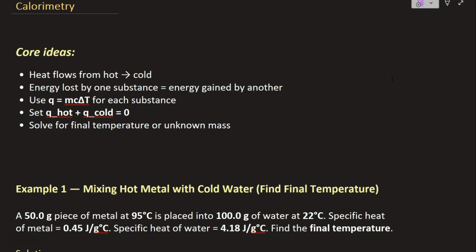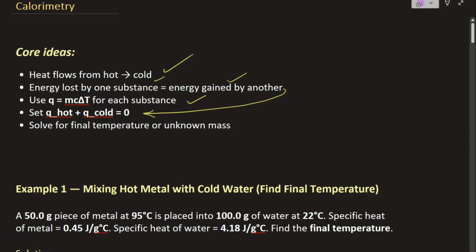Heat flows from hot to cold. You already know that, and it's just common sense. And energy lost by one substance must equal the energy gained by another. We are using the heat equation Q = mcΔT, where c is the specific heat capacity. And then we are going to use this concept, which is mathematically the same thing.